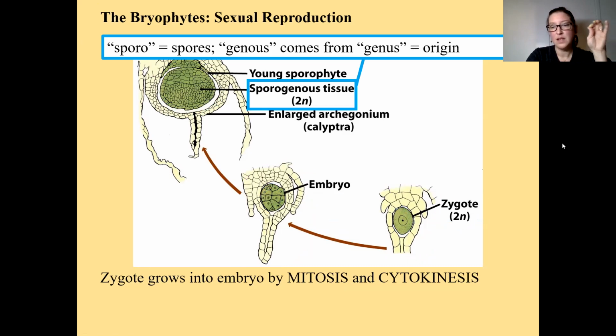This is just that same thing from before, in that you might sometimes see the term sporogenous tissue. It's the same idea: genous comes from origin, and sporo refers to spore, just like sporophyte. So if you see this term sporogenous tissue, it just means tissue that's the origin of spores. I know, a lot of terms today. Don't worry about that too much.